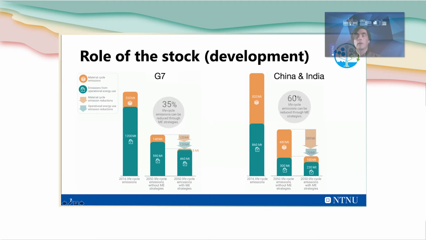That is basically entirely due to the fact that the building stock in India especially is still developing very fast and very quickly at the moment. The population is increasing much more. So you see a much higher benefit of applying resource efficiency strategies as soon as possible in these countries.